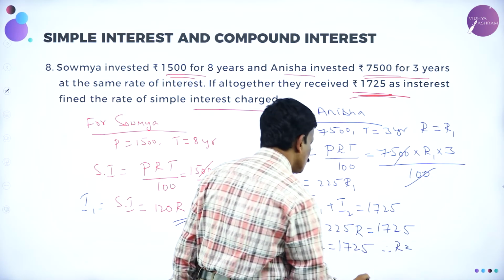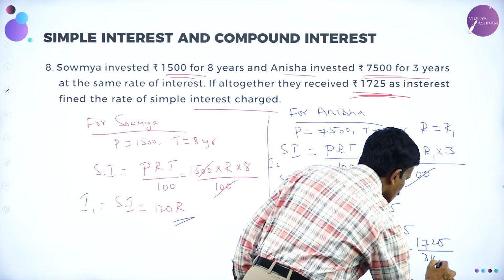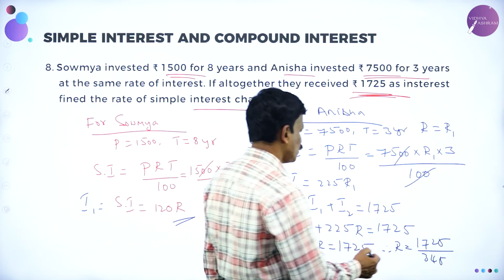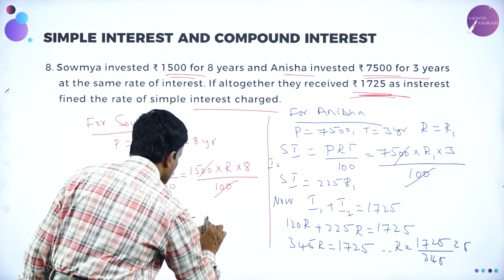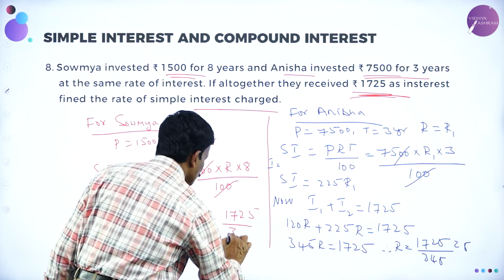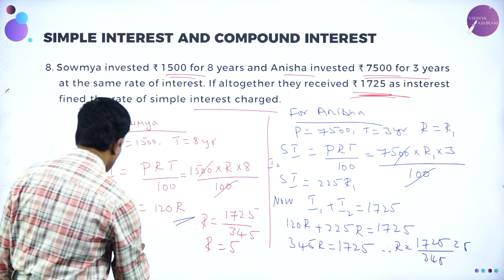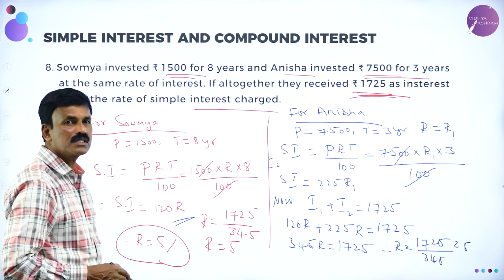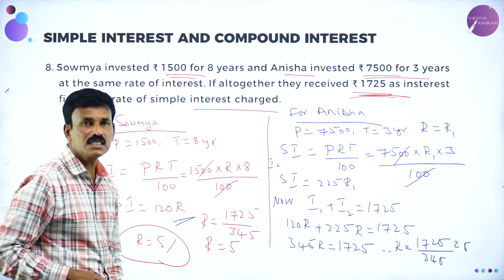Therefore, R is equal to 1,725 divided by 345. That's it. Simplify, you will get the answer. If you divide 1,725 by 345, you will get 5. So therefore R is equal to 1,725 divided by 345, which is equal to 5. So therefore the rate of interest is 5% per annum. The rate of interest is 5%. So, find the rate of simple interest: the simple interest charged is 5%.